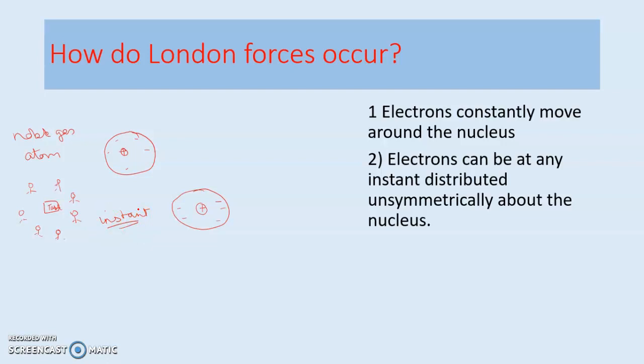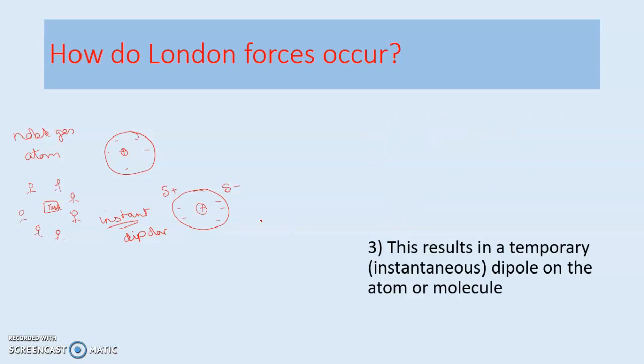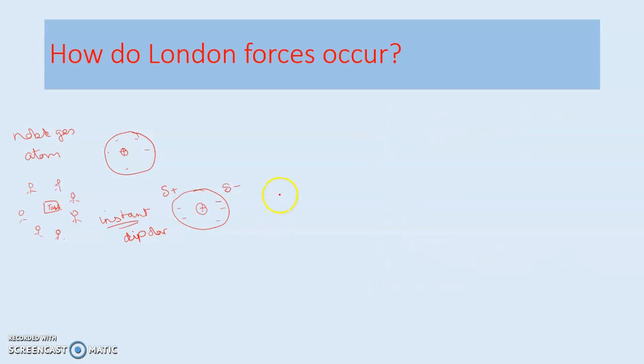And because of that, one end of the molecule becomes partially negative as compared to the other end. So very interestingly, something that was a neutral atom has suddenly acquired two ends of a pole. So it is now a polar atom. It's got a dipole.